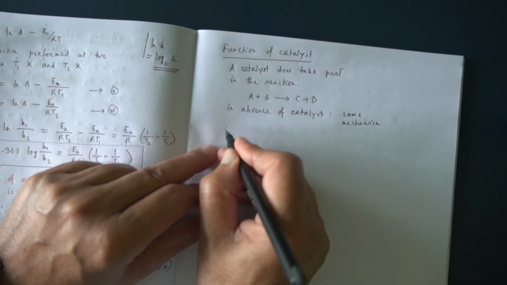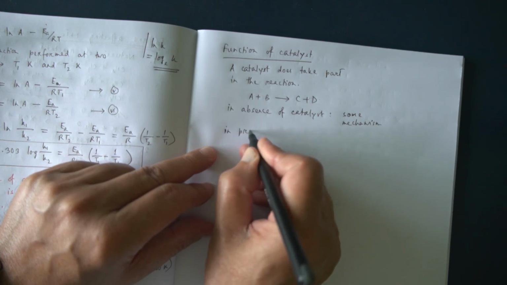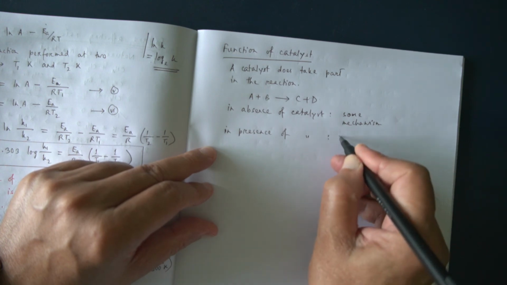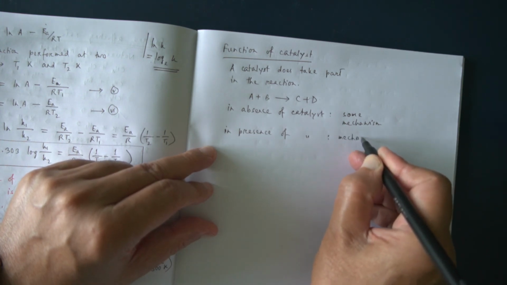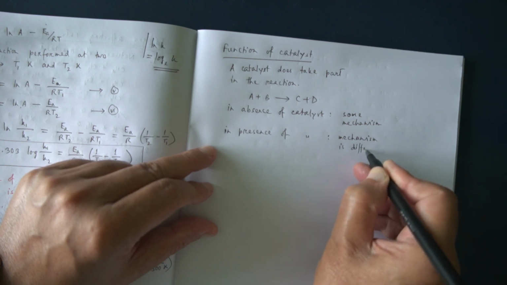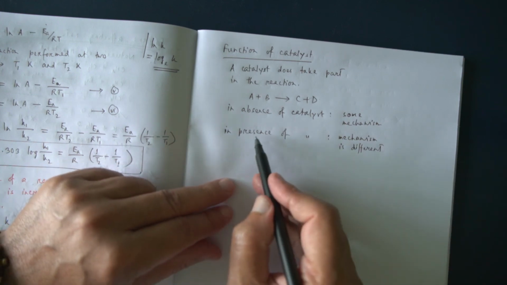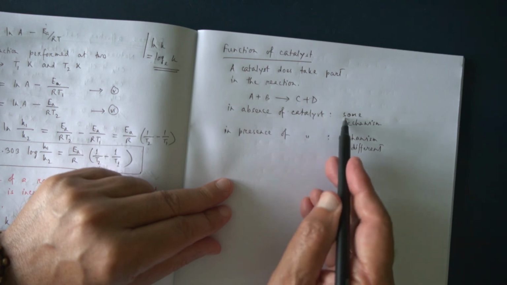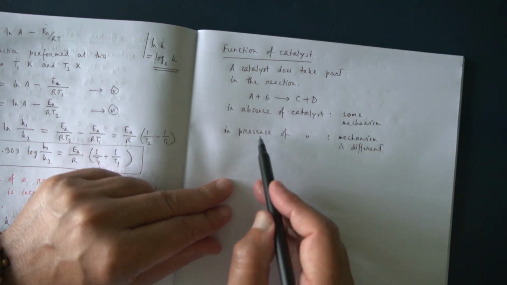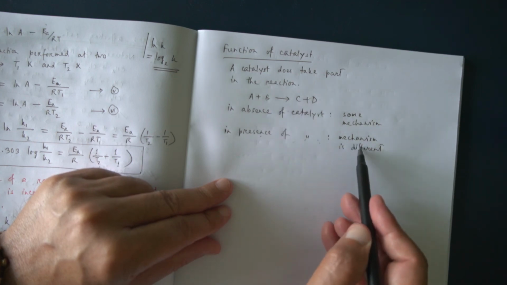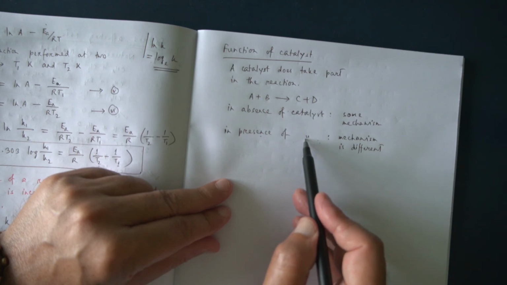But in presence of catalyst, mechanism will be different. Why? Because catalyst takes part in the reaction. There is no catalyst, so mechanism is one thing. There is catalyst, same reaction, mechanism is different. Why? Because catalyst takes part in the reaction.